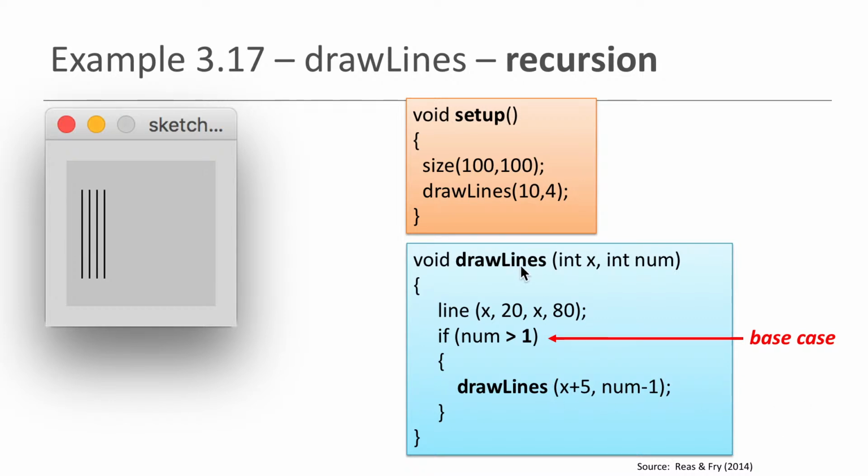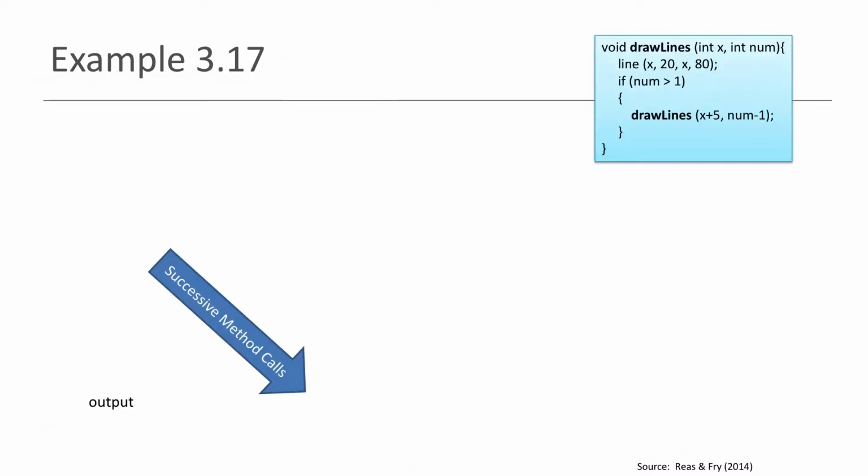We have draw lines as the method. We called it initially with 10 and 4. And then inside the method, you don't call it with 10 and 4 again. What you're doing is you're changing the number. So you're saying number is decremented by 1. And it's going to call itself again. So it calls it with 10, 4. Then it's going to call it with 10, 3, 10, 2, 10, 1. And when it comes in at 10, 1, it says, is the number greater than 1? No, it's not. Then that's the exit case. And then it rewinds back. So don't worry if you don't get this first time round. I'm just going to show it to you today and you can revisit it another time.